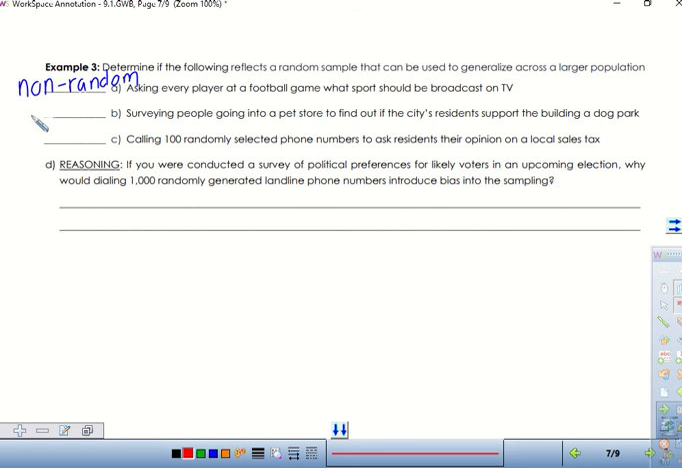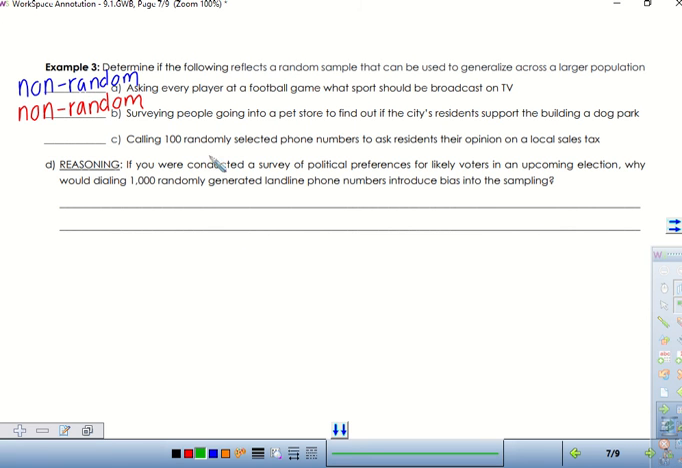No. Good. Why would this be non-random? They probably have a pet. Exactly. We're taking a group of people who probably have pets and asking them. It'd be less biased to just ask a random population of people in the city.